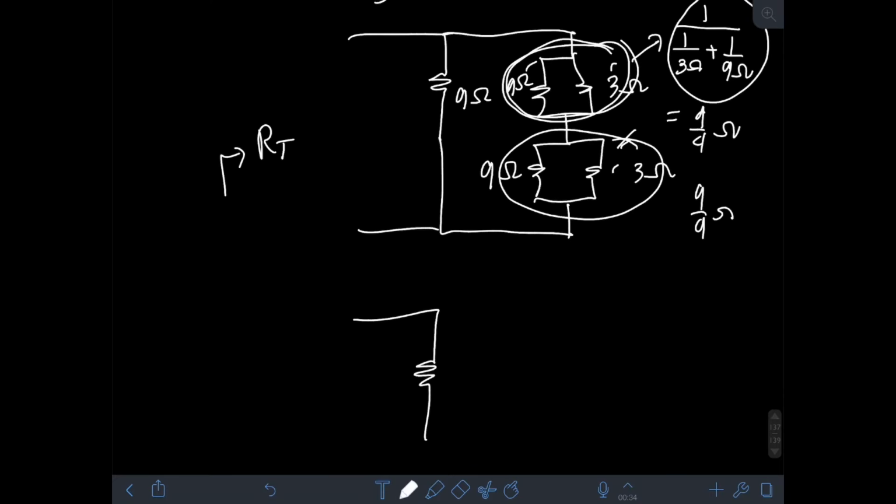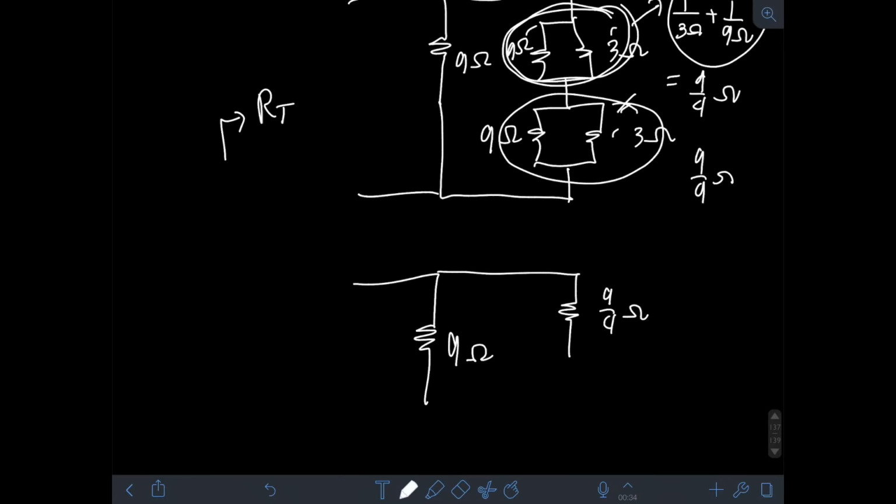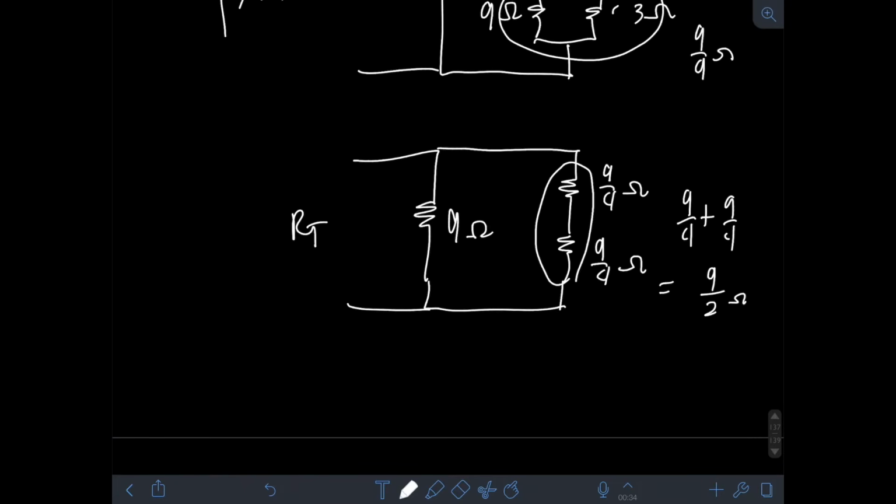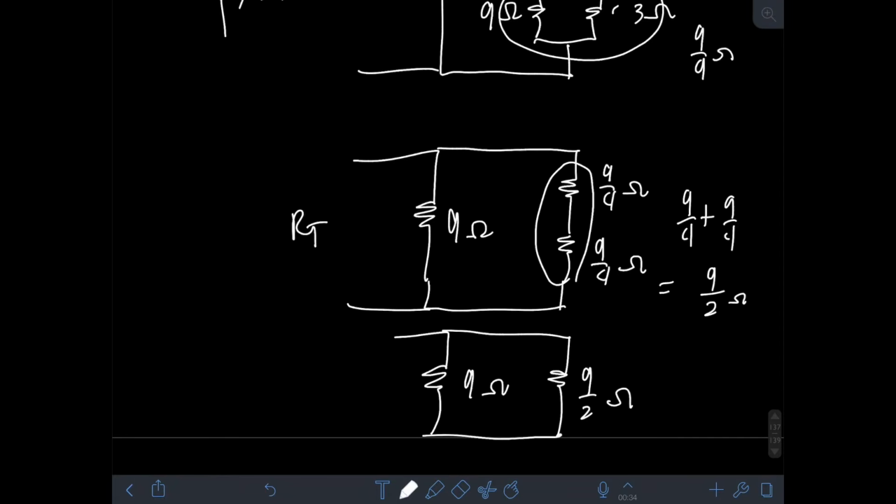So that we now have this 9 ohm resistor parallel to the two series 9 over 4 ohm resistors, right? So we can combine these two series resistors as what? Just add them, right? So 9 over 4 plus 9 over 4 is what? 9 over 2 ohms. So that we can redraw again the resistors as 9 ohm parallel to 9 over 2 ohms. So this is again RT.